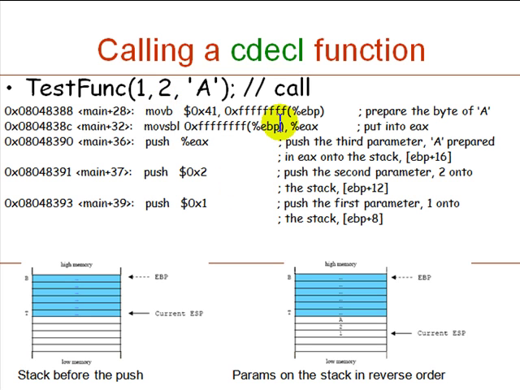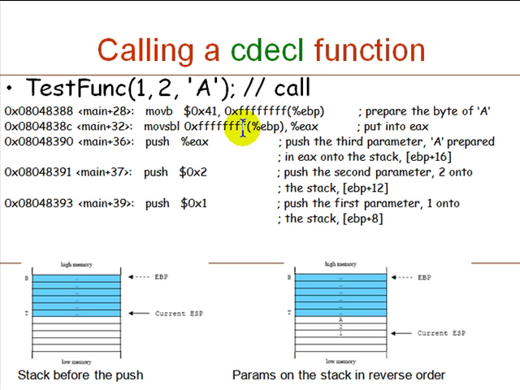So let's look at it. This is assembly code. So how does it work? You move, and this is main plus 28 bytes. These are the addresses of the object code, 88, 8C, in hexadecimal, 90, 91, 93 in hex, and main plus 28, 32, so 4 bytes. Each instruction is 4 bytes.